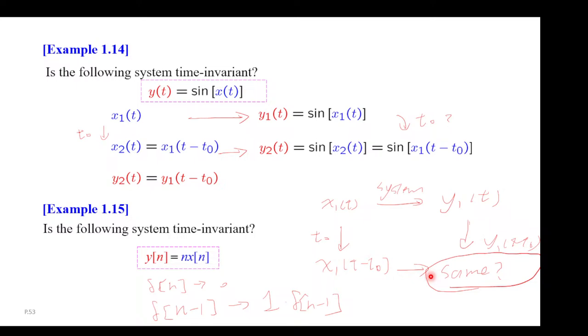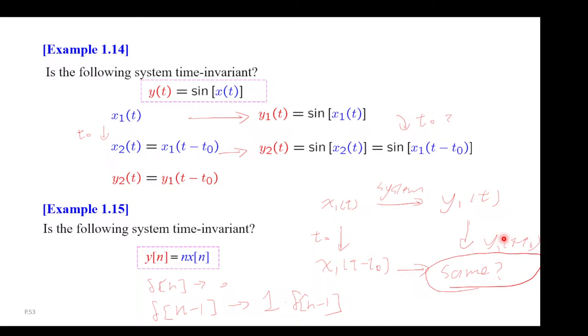Okay, so here is the schematic. You have some x1 of t, and then some system will give you y1 of t. You shift your x1 of t by t0 to get x1 of t minus t0, and then you run this through your system and get some y2 of t. Then you want to check whether this y2 of t equals y1 with a time shift, y1 of t minus t0.